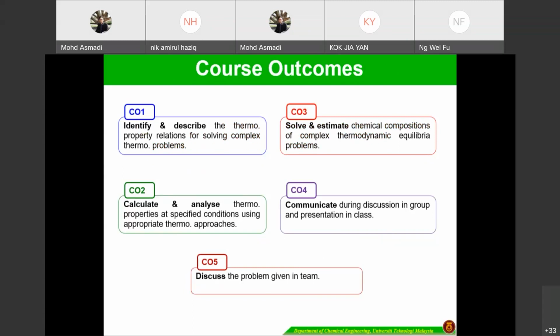It consists of 5 COs. The first is to identify and describe the thermodynamics, which is related to those chapters. Generally, CO1 is related to chapter 3 and chapter 4, and CO2 is related to chapter 6 and also chapters 11 and 12. Then CO3 is more on equilibria, chapter 10 and chapter 13.